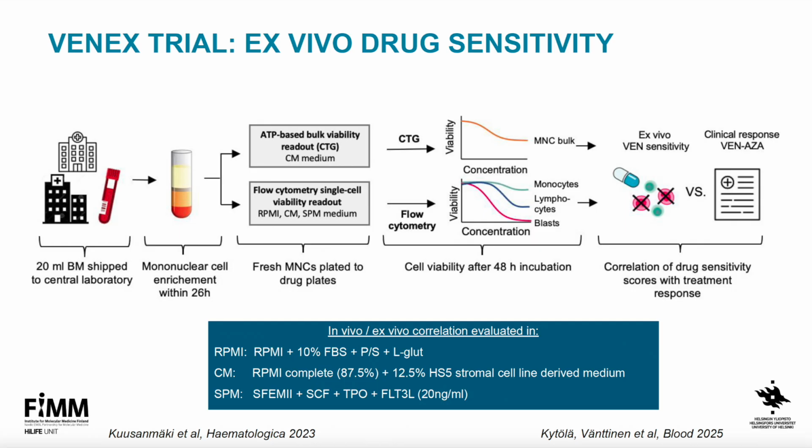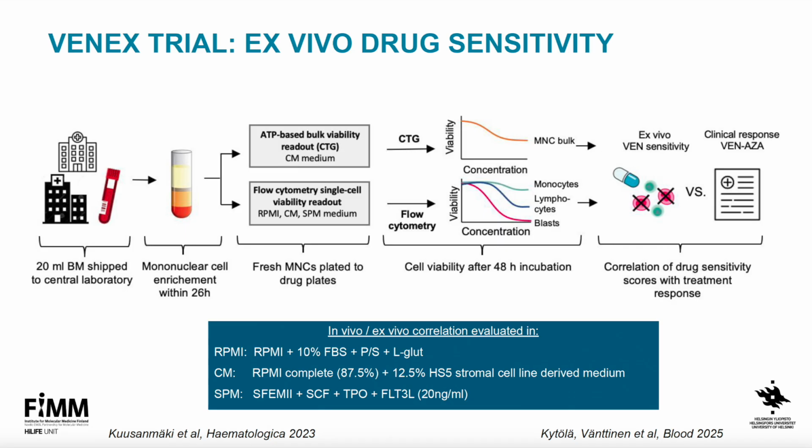So for the setup of the correlative studies, bone marrow samples were taken, and then the mononuclear cells were enriched, and the cells were either screened using a bulk assay, which was CellTiter-Glo, or our flow-based assay. And then afterwards, the results were correlated to the outcome of the patients. At the same time, they wanted to test different cell culture medias, because we often see that the media type can affect the drug response as well.